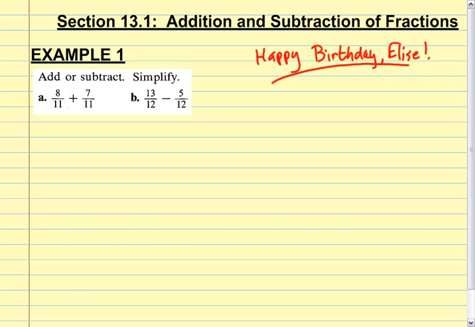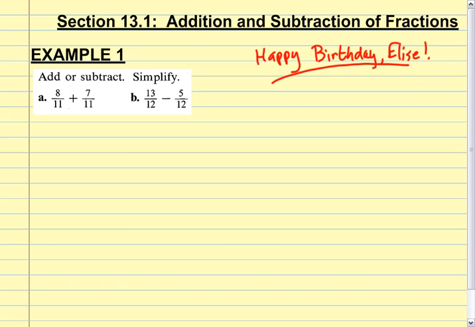Okay, folks, section 13.1, addition and subtraction of fractions. Example number 1 says add or subtract and then simplify. Now remember, when I'm adding or subtracting fractions, they have to have the same denominator. Not when I'm multiplying or dividing, just when I'm adding and subtracting.